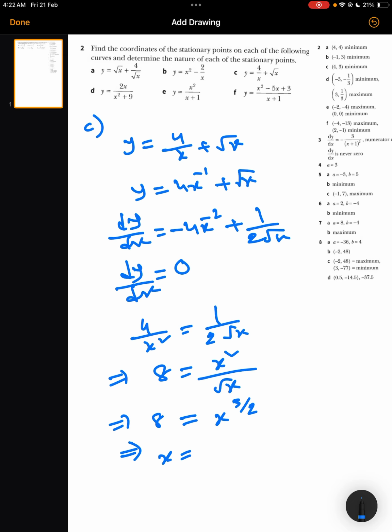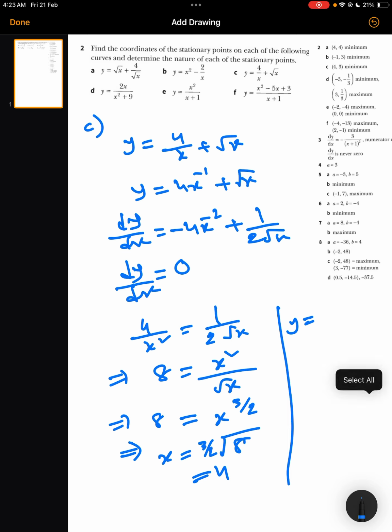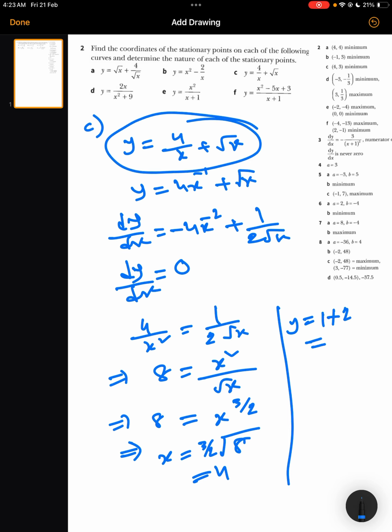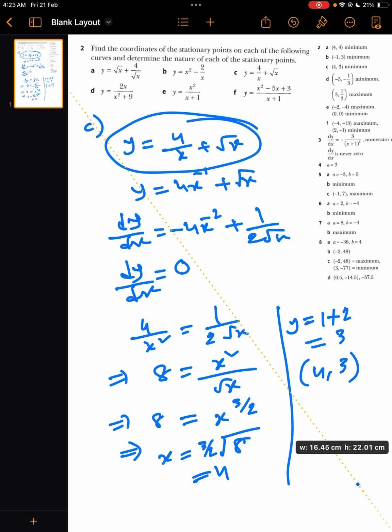So x is 8 to the power 2 by 3, which is 4. Then the y value must come from this equation: 1 plus 2, which is 3. So the stationary point is (4, 3). We have to check whether it is maximum or minimum.